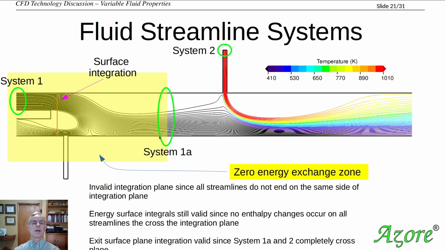We can look at this right over here. This is system 1A, a subsystem that crosses this plane. And so now our integration plane over here would remain valid, because this system and this system combine together and they all cross here. So that makes this a valid integration plane.